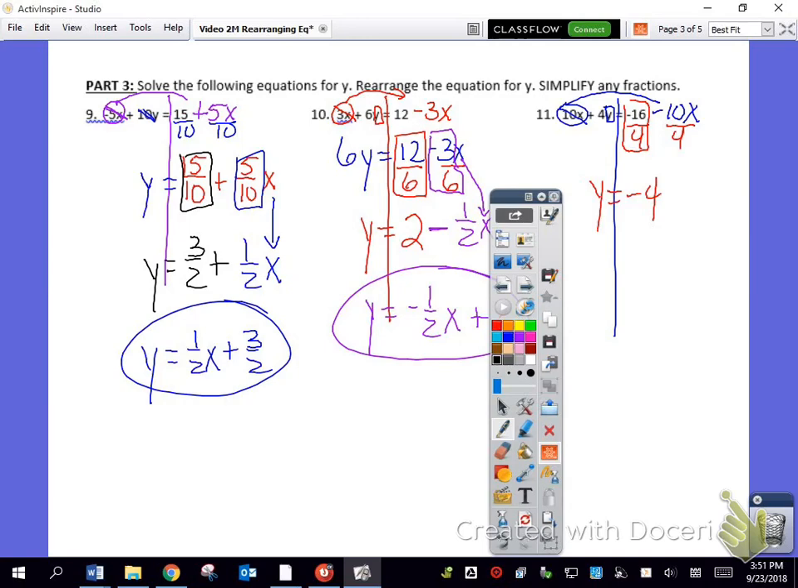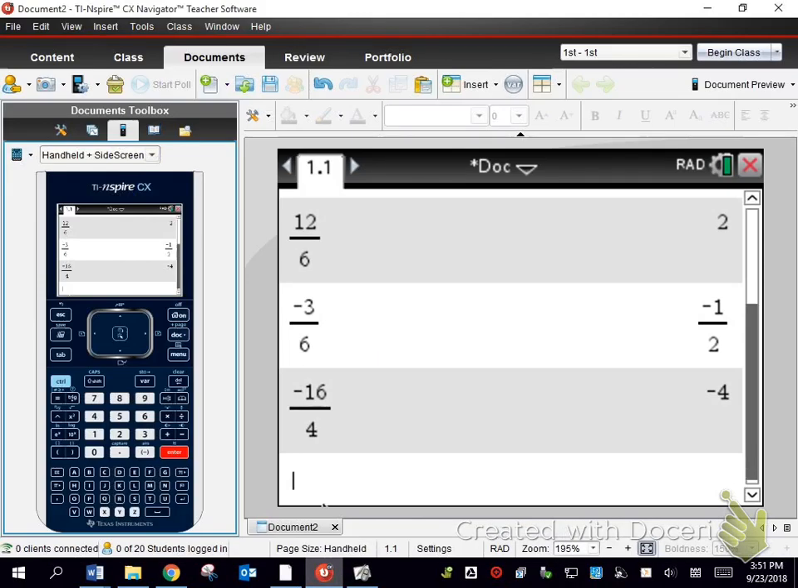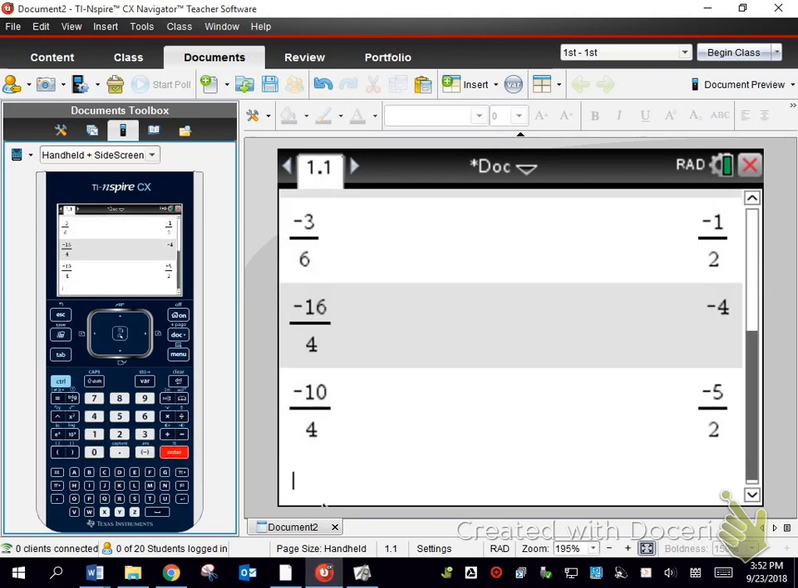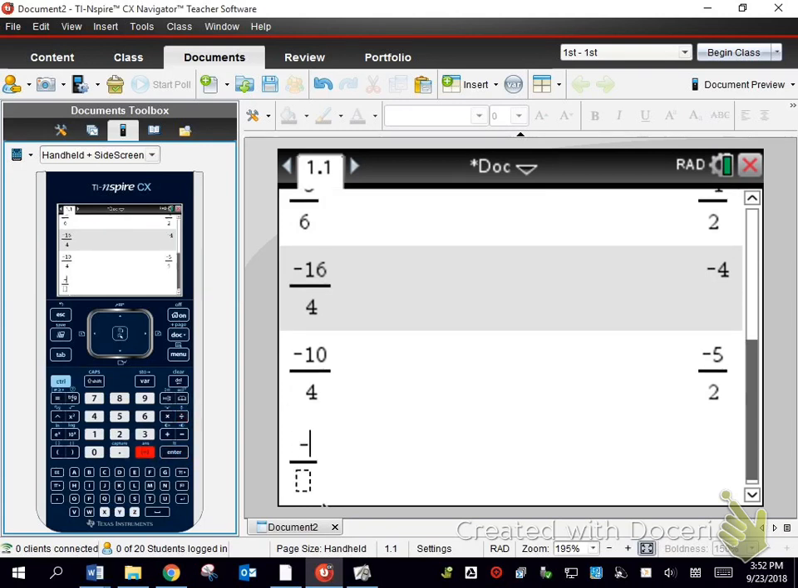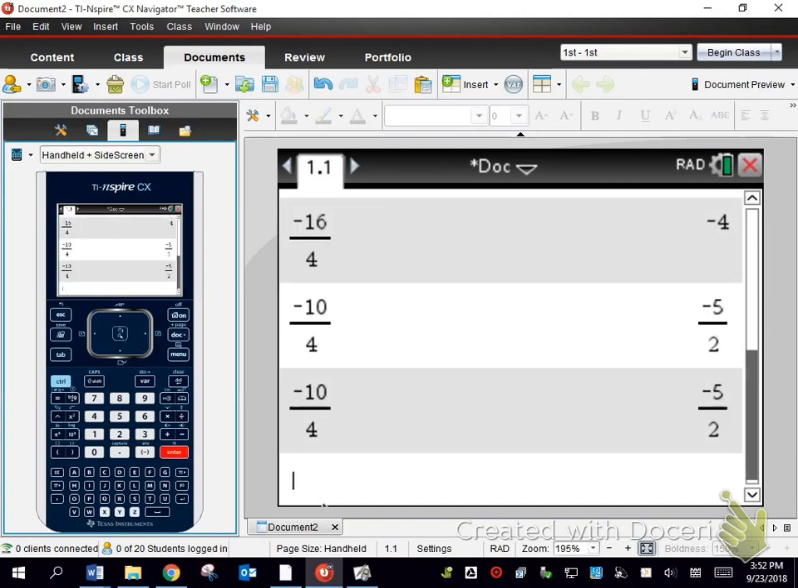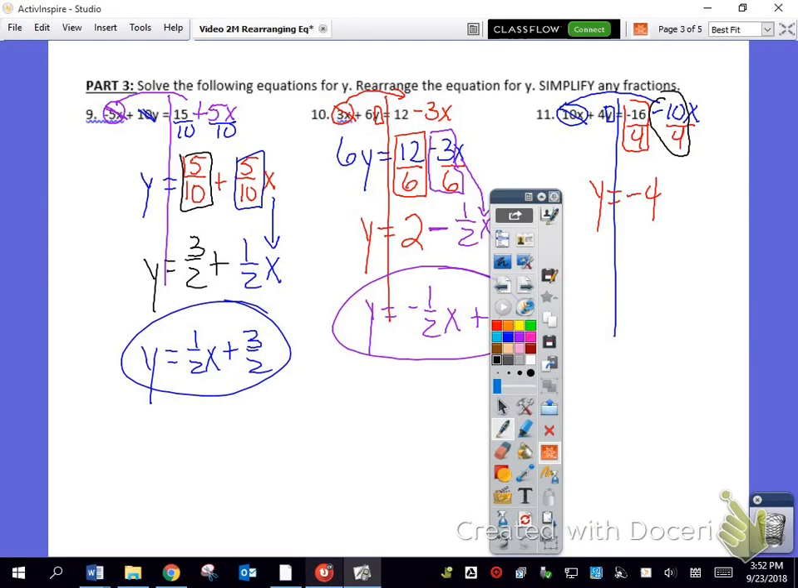Negative 4, and then you have negative 10 over 4. Now notice I'm entering the negative 10 first. Negative 10 divided by 4, and you get negative 5 over 2. You can either do it as a fraction, or you can enter it with the division. Either way, you get the same thing. You'll put minus 5 over 2.